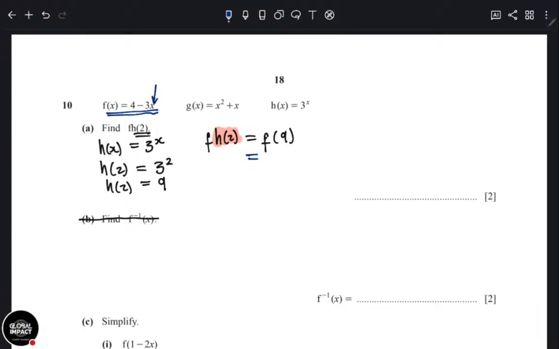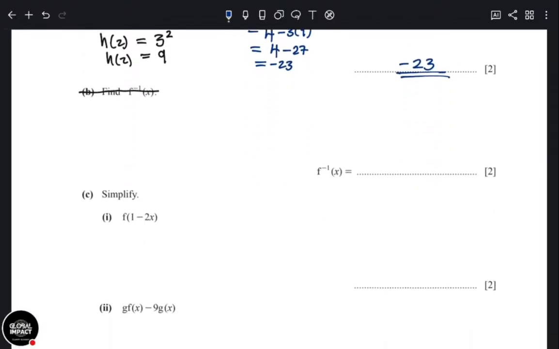So wherever there is x, we are now putting 9 in f. So it will be 4 minus 3 by 9. You should learn how to substitute. Don't make a mistake here. It becomes 4 minus 27, which becomes negative 23. So your answer will be negative 23. There we go. This becomes our solution, class. We will have our solution now.